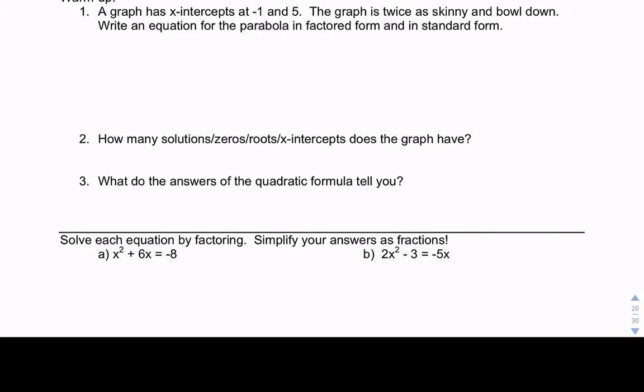Today we continue our look at quadratics and finding the roots. We're going to start with the warm-up. A graph has x-intercepts at -1 and 5, and the graph is twice as skinny and opens down. Write an equation for the parabola in factored form and in standard form.